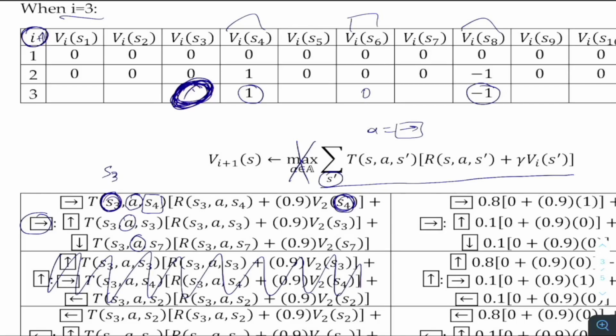You can think of this state as S3 dot right. What does it mean? It means what is the right neighbor of S3, and the answer is S4. And what is the up neighbor of S3? S3 again, because there is a wall. And what is the down neighbor of S3? It is S7.